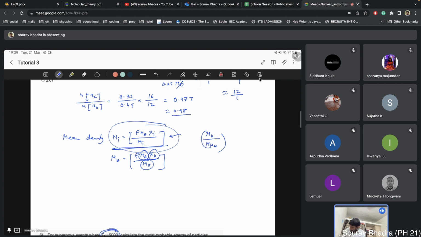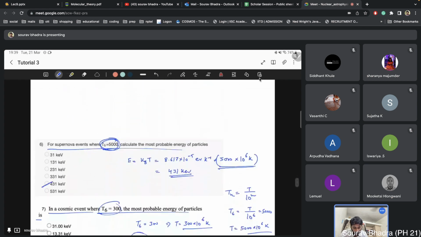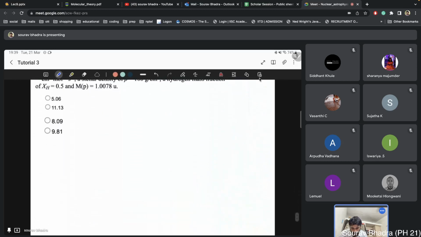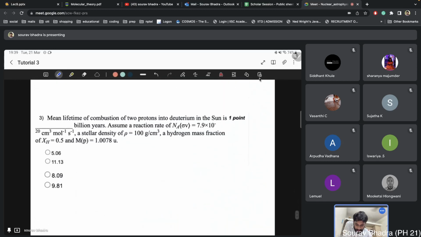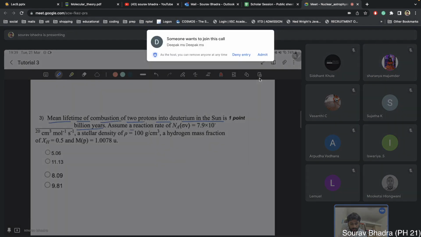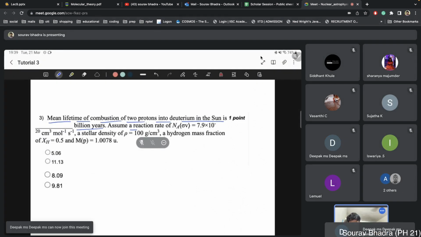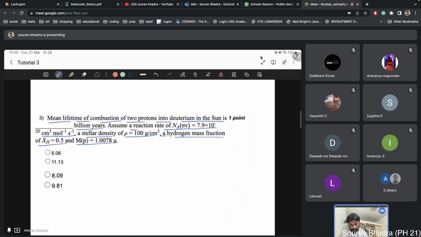Now, in the mean life we will do that problem. Okay, this problem I will do first: the mean lifetime of combustion of 2 protons into deuterium in the sun is how many billion years, that we have to calculate. It is given that your sigma v is this much, stellar density is also given, and hydrogen mass fraction is also given. So all these values are given. Now we will calculate the mean lifetime.